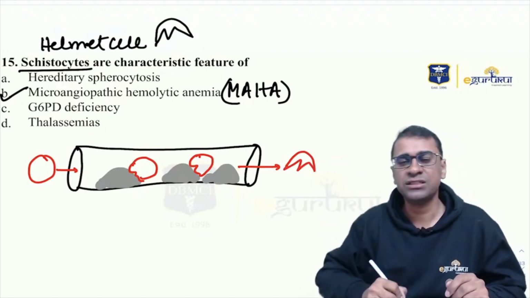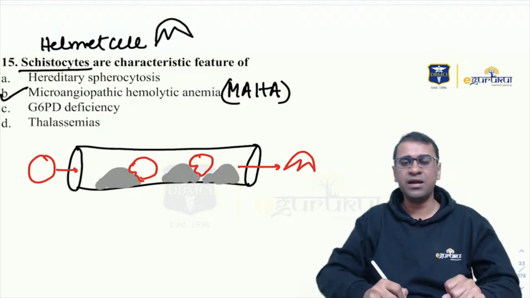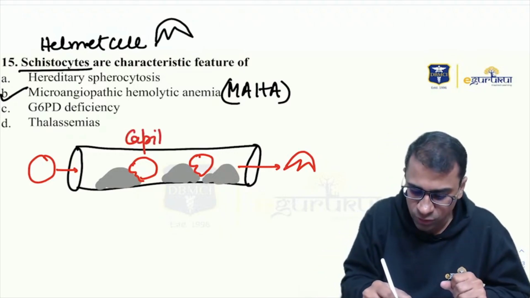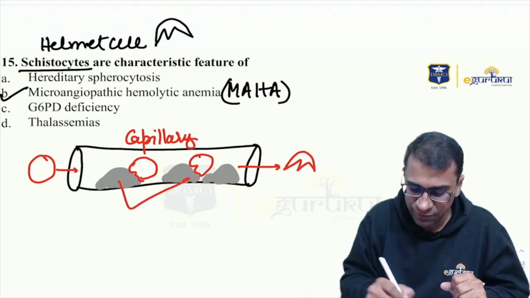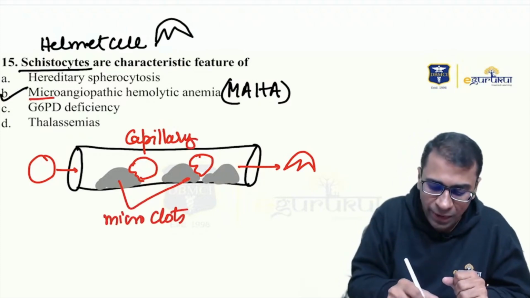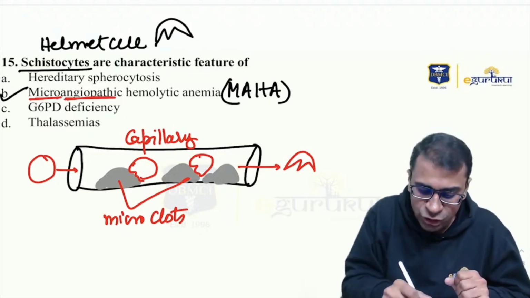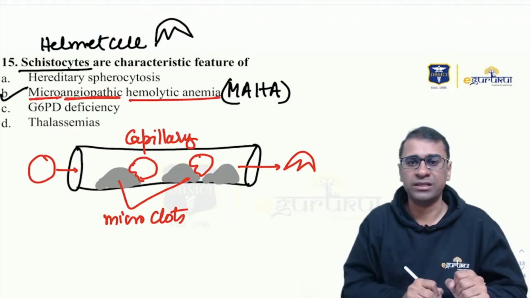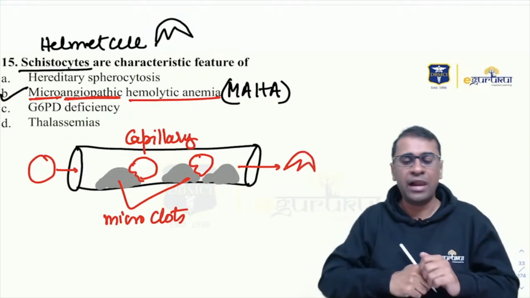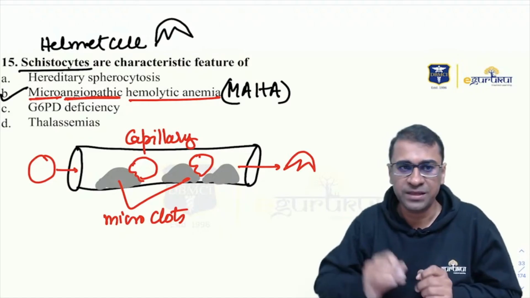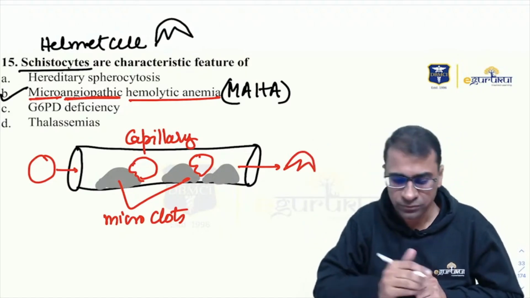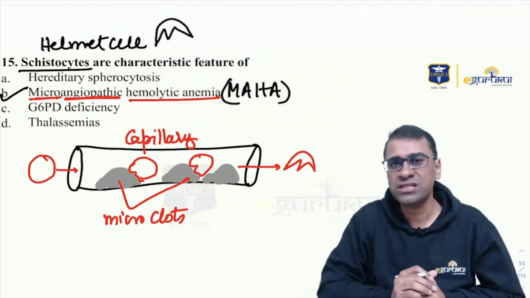This typical RBC is called a schistocyte. It is seen in capillaries or small vessels, and the capillaries have microclots. Therefore the name: micro, small vessel, angiopathic, hemolytic anemia. Why? Because this RBC has lysed. This RBC is called a helmet cell or a schistocyte.